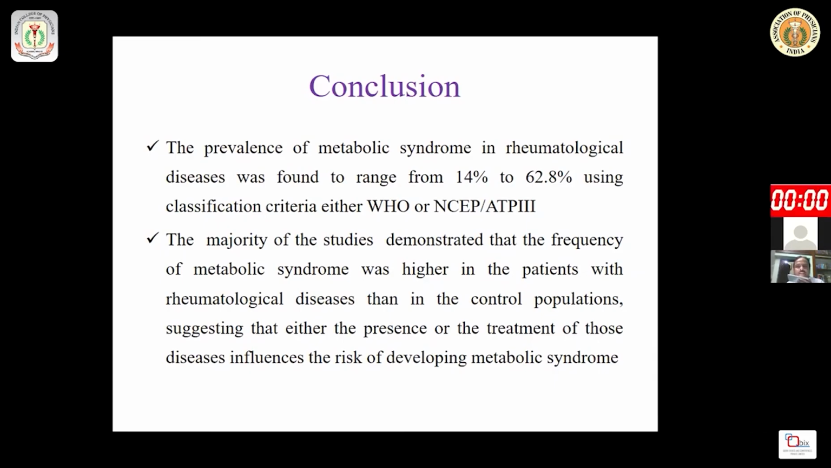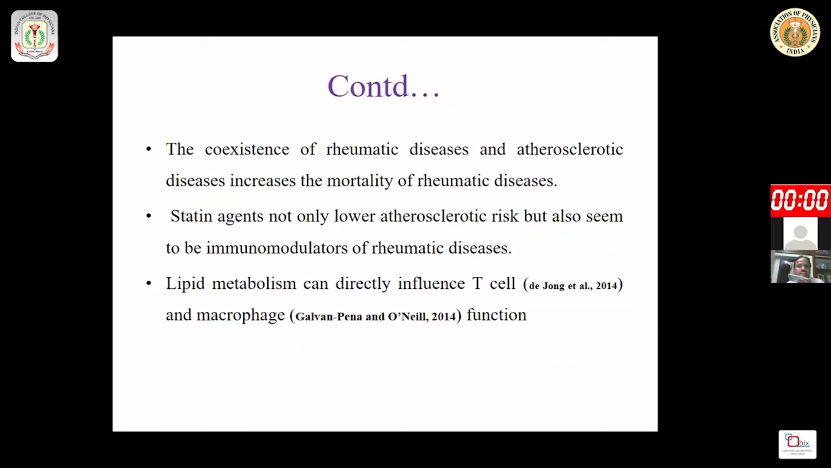The prevalence of metabolic syndrome in rheumatological disease was found to range from 14% to 62% using classification either WHO or NCEP. The majority of studies demonstrate that the frequency of metabolic syndrome was higher in patients with rheumatological diseases than in the control population, suggesting that either the presence or the treatment of the disease influences the risk of developing metabolic syndrome. Next.